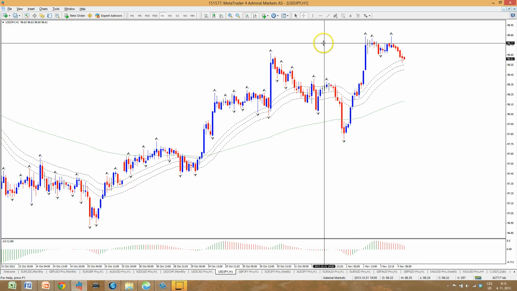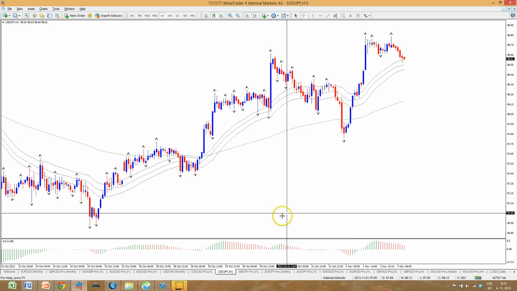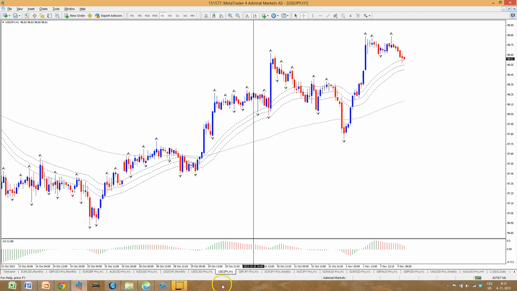So this kind of trading you could see in our live trading room as well at Admiral Markets. I'll show you that in just a second. And that's the idea I have on the dollar yen and the euro dollar for these trades.